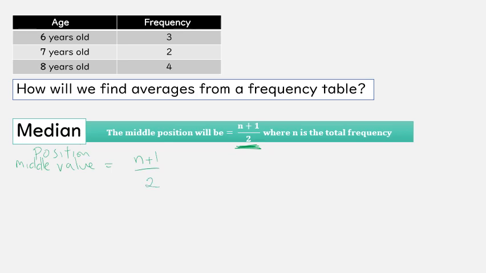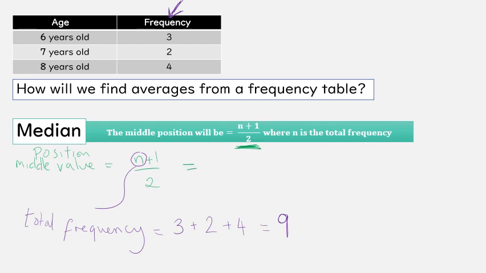Notice we have an n there. And what does that n mean? It means the total frequency, the total number of people who answered the question in the survey. And how do we work that out? Well, we have a look at the frequency column and we add them all up, the total frequency. So the total number of people we asked were 3 plus 2 plus 4. And that gives us a total of 9. So we've got 9 people in the group.